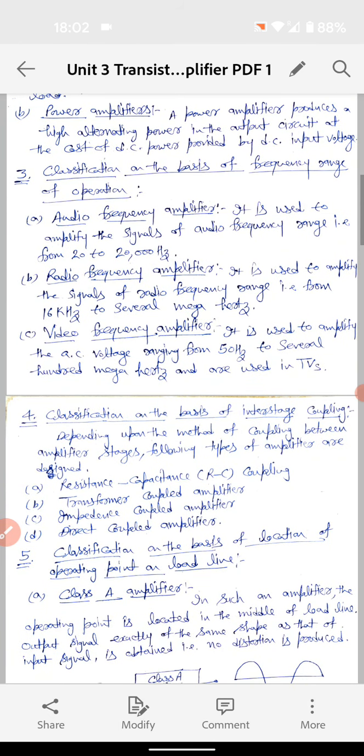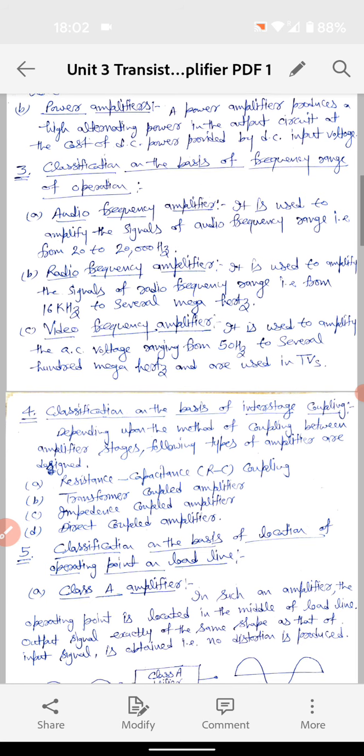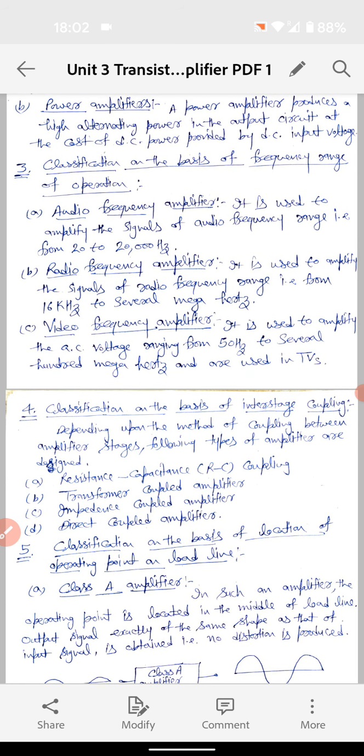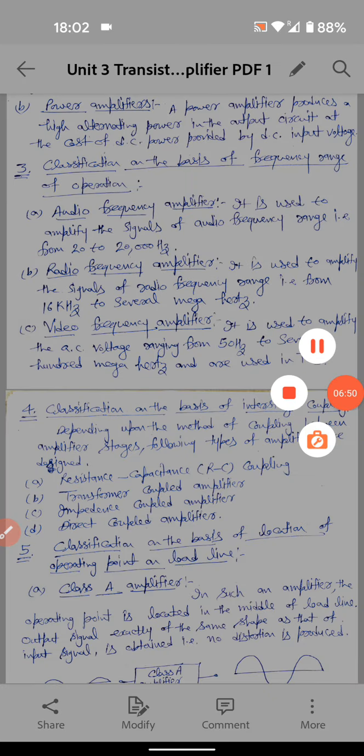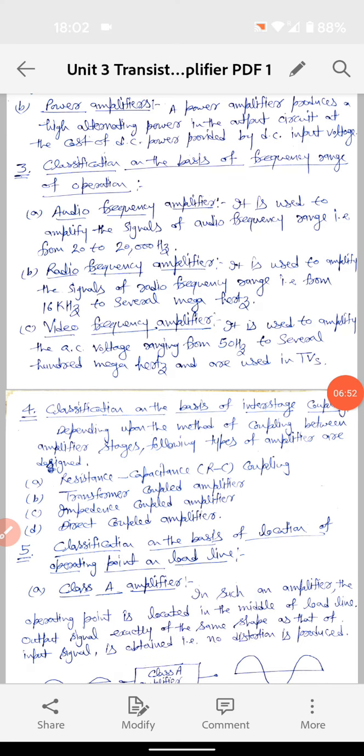And the third one is the video frequency amplifier. It is used to amplify the AC voltage ranging from 50 Hz to several hundred megahertz, and which are used in TV. If that particular amplifier is amplifying the video signal, whose frequency range is 50 Hz to several megahertz, then those amplifiers are known as video frequency amplifiers.